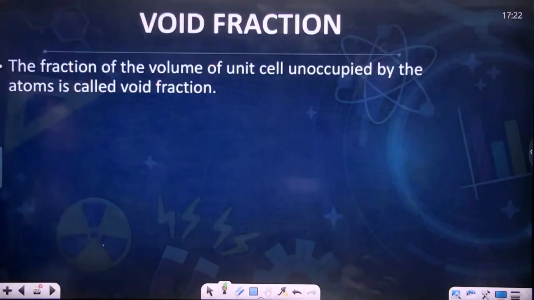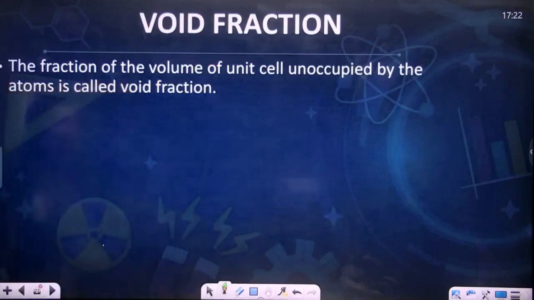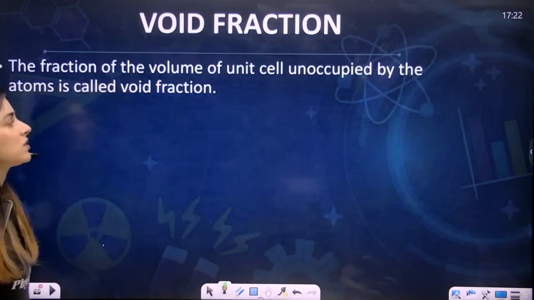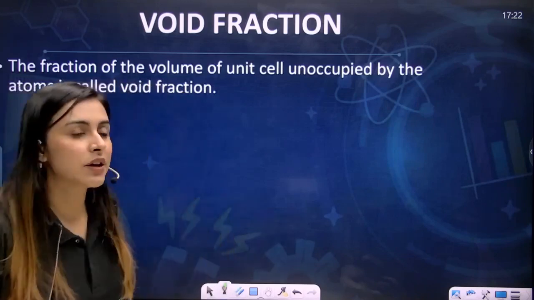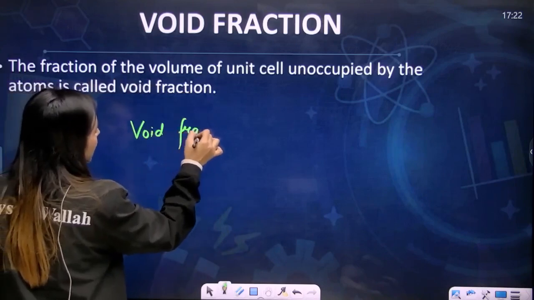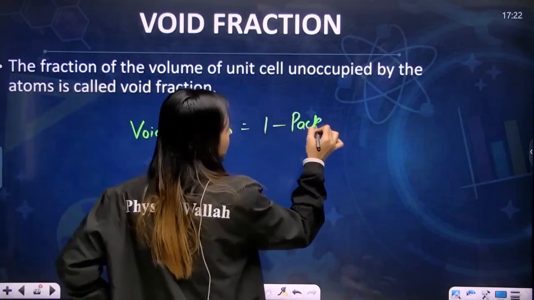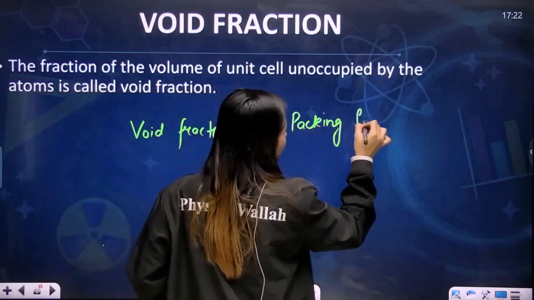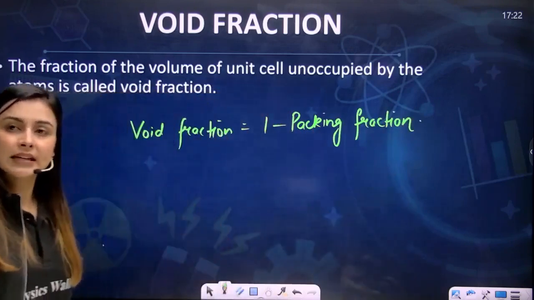Now, let's see what is void fraction, if you need a technical definition. The fraction of the volume of the unit cell unoccupied by the atoms is called the void fraction. And 1 minus the packing fraction will give you the void fraction. So you can say that your void fraction will always be equal to 1 minus the packing fraction. I hope it's clear with you.